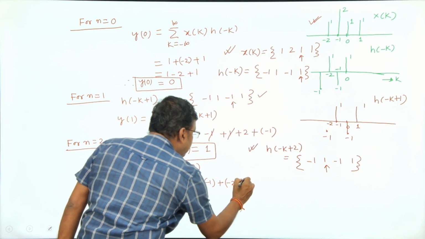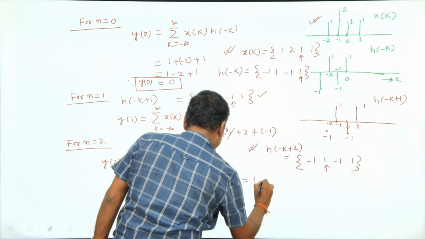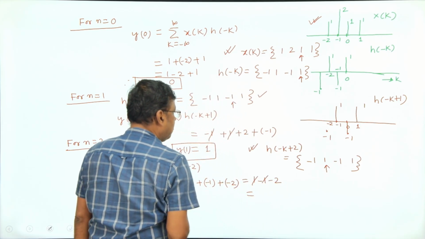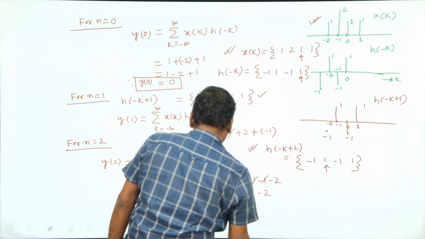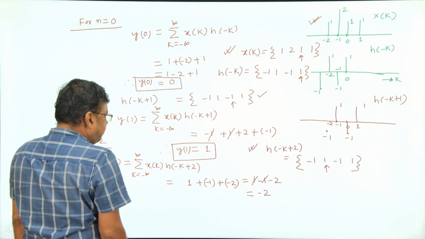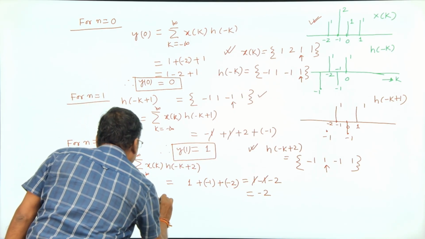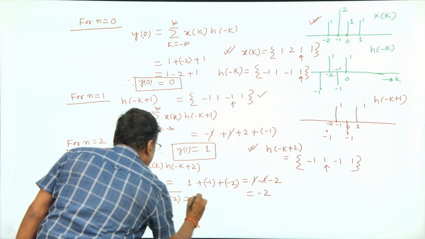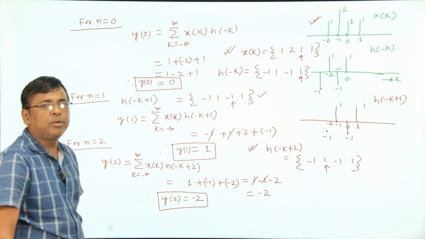So that value will be how much here? That is your 1, that is your minus 1, minus 2. So that will be 1, 1 cancel out. The value will be what? Minus 2. Therefore, y of 2 equal to minus 2.